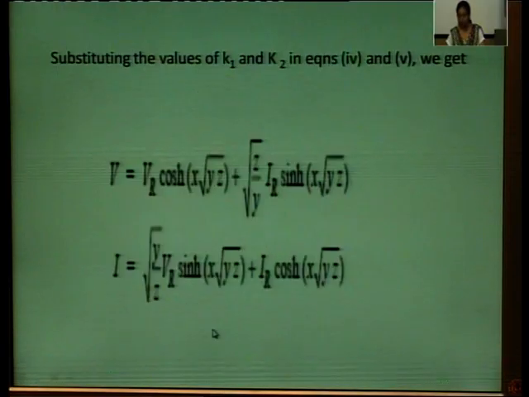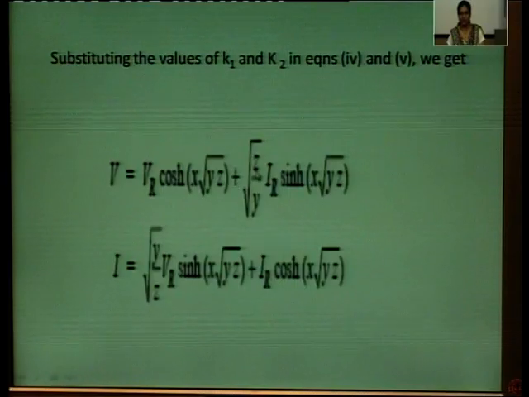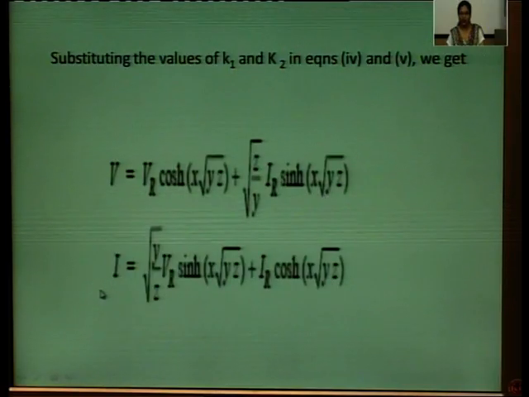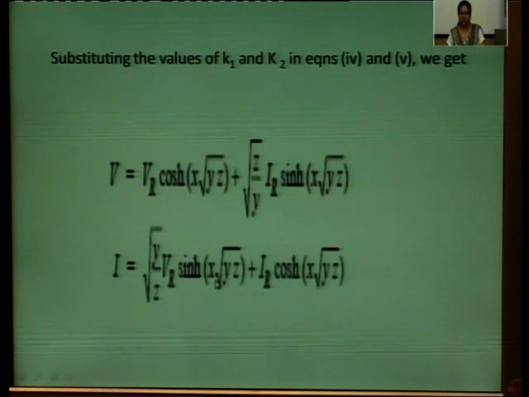Substituting these values in the equations of V and I, we will get that V is equal to VR into cosh of x root of yz plus root of z by y into IR into sinh of x root of yz, and the equation of I will become root of y by z into VR into sinh of x root of yz plus IR into cosh of x root of yz.